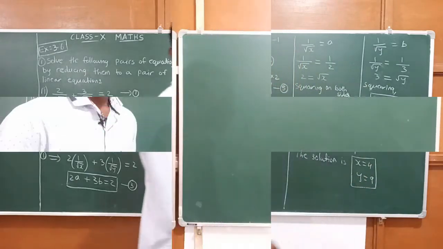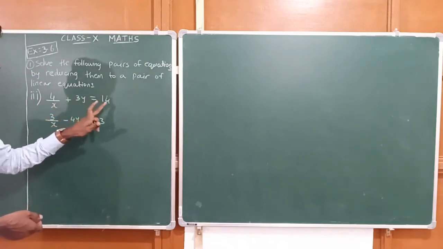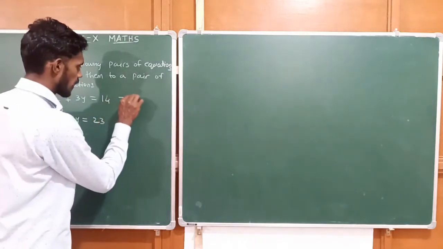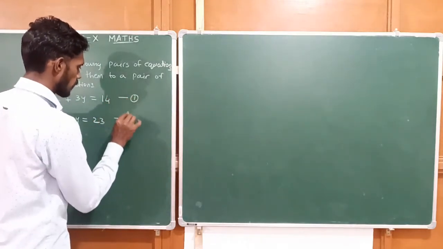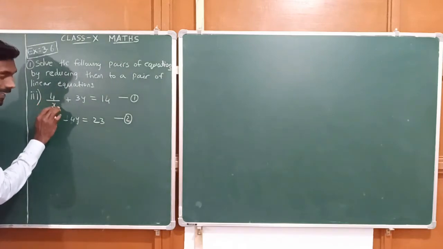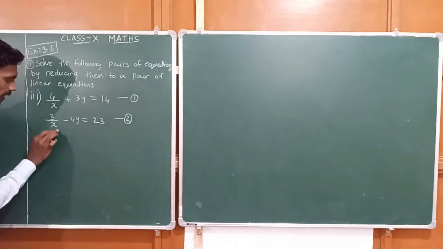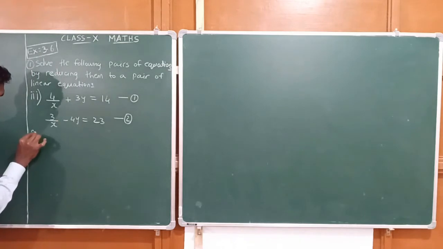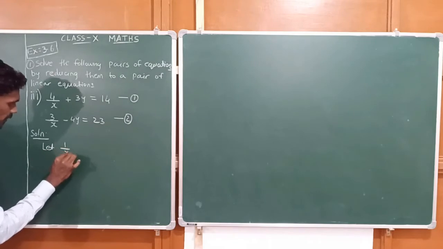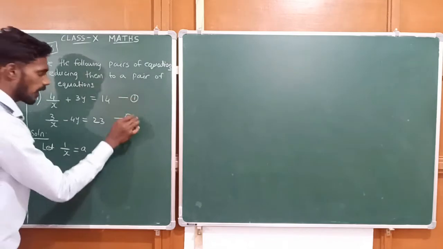Clear? Next, the third subdivision: 4 by x plus 3y is equal to 14, 3 by x minus 4y is equal to 23. Let us name the equations as 1 and 2. Now see these equations, it is having only the form 1 by x. So y is given directly, only x is present in the denominator. So I have to reduce the equation by assuming 1 by x is equal to a. So let us substitute 1 by x is equal to a in 1 and 2.